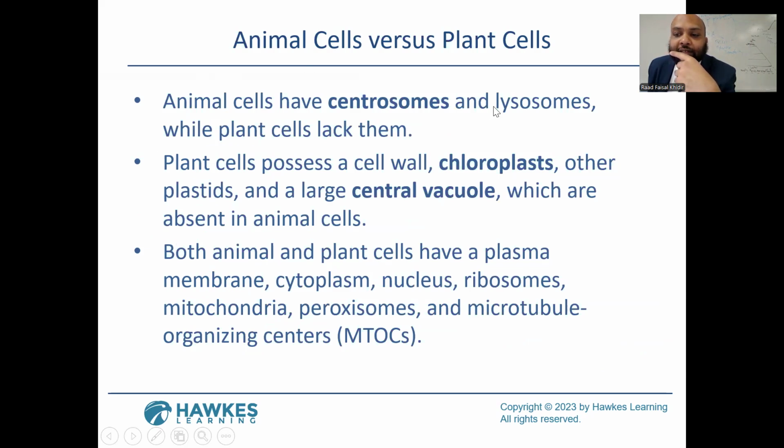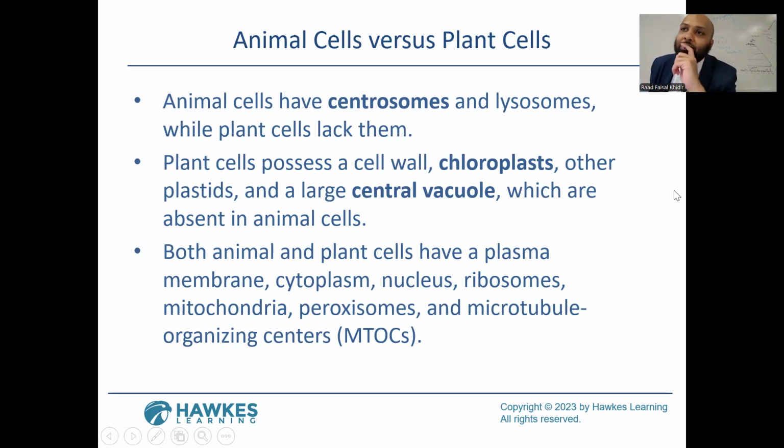So animal cells have centrosomes and lysosomes, while plant cells don't have lysosomes and centrosomes. That sounds like a very important point we need to know. Which organelles are never found in a plant cell compared to a human cell? Plant cells don't have lysosomes and centrosomes. Excellent. Plant cells possess a cell wall, chloroplast, and plastids, and they have a large central vacuole.